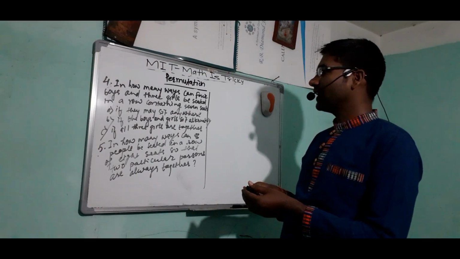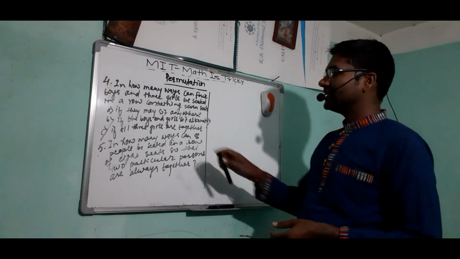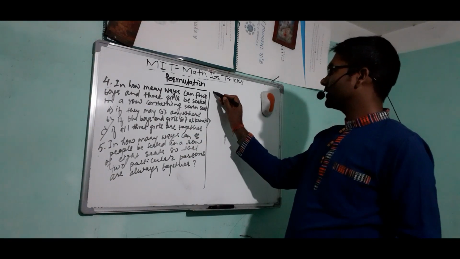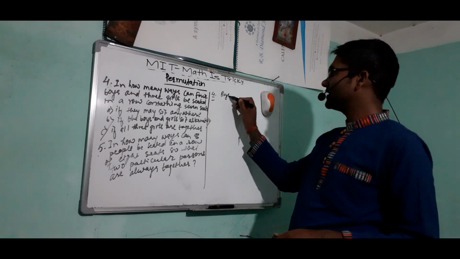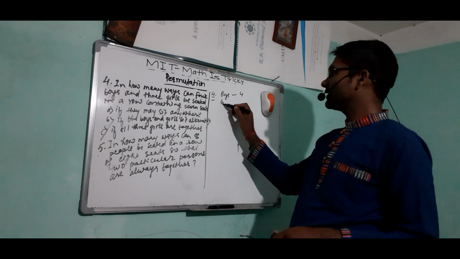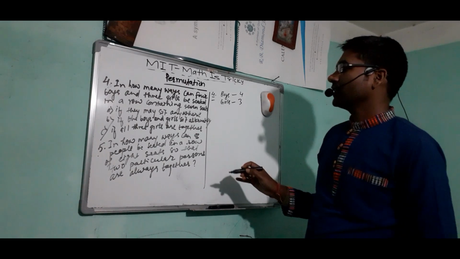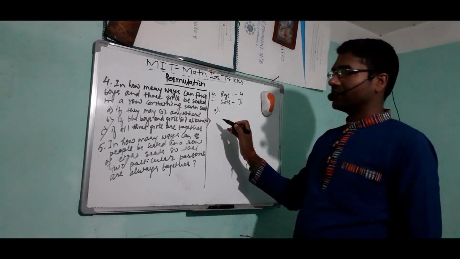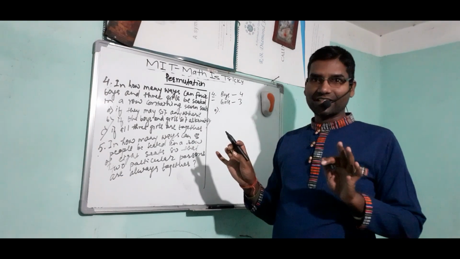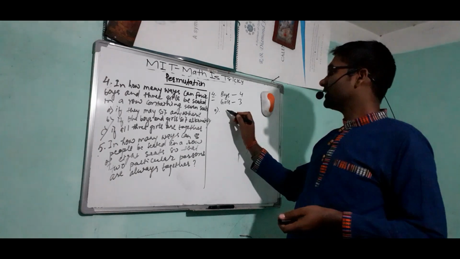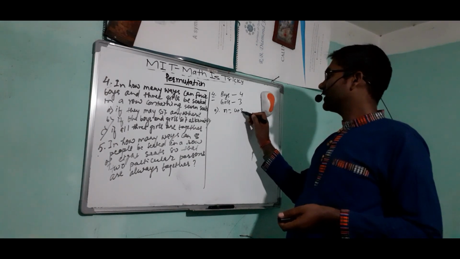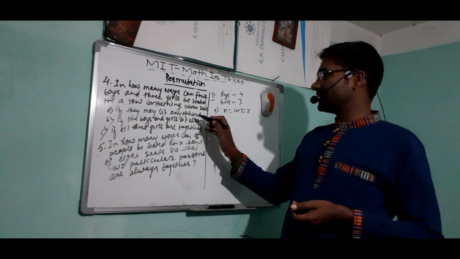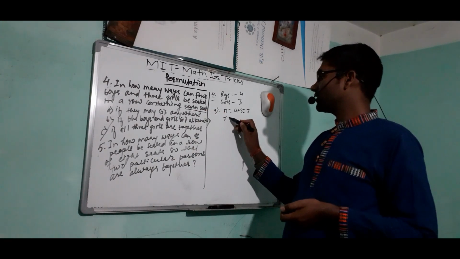4 boys and 3 girls are seated in a row containing 7 seats. There are different conditions. So question number 4: the number of boys is 4, the number of girls is 3. For the first part, if they may sit anywhere, that means there is no restriction, so they can sit anywhere. So n will be 4 plus 3, that means 7. Also they have to sit in 7 seats, so r is also 7.